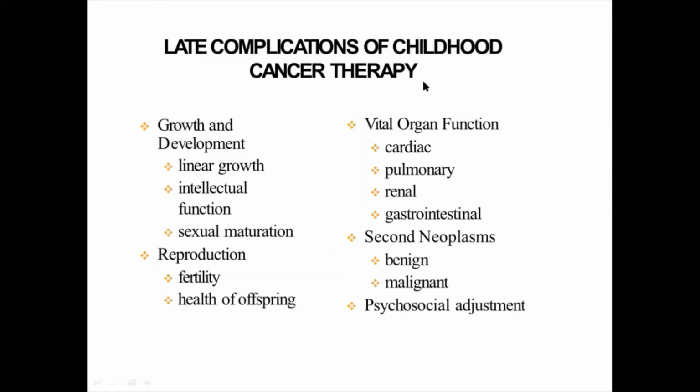This enumerates the late complications of childhood cancer therapy. Growth and development, which includes linear growth, intellectual function, sexual maturation, reproduction that includes fertility and health of offspring, vital organ function of cardiac, pulmonary, renal, gastrointestinal, and second neoplasms, which can be benign or malignant, and psychosocial adjustment.